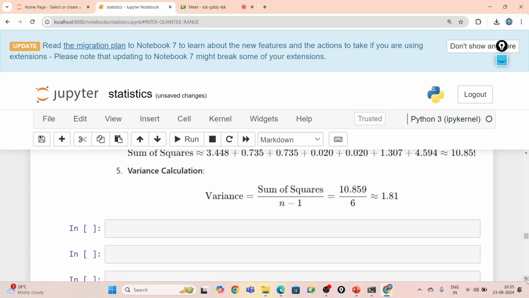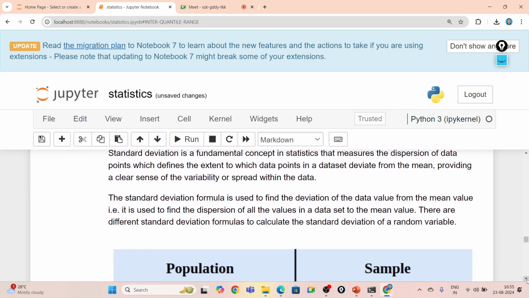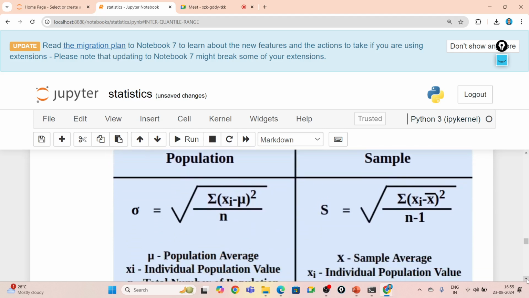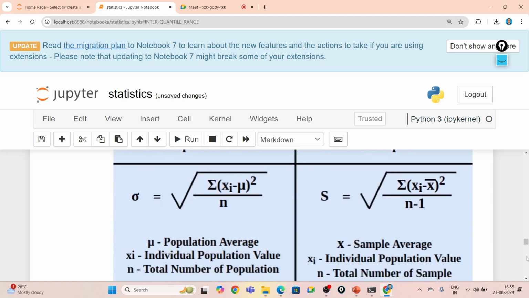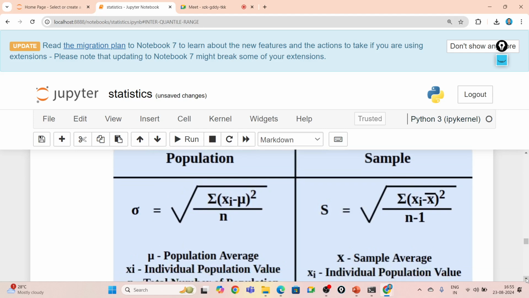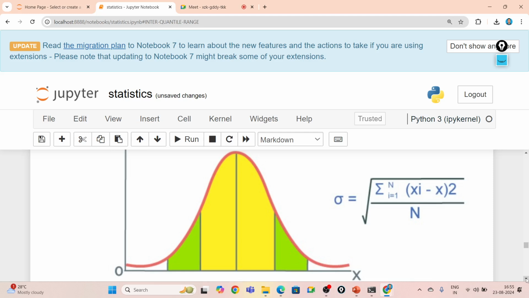This entire step I reflected here for your understanding purpose. Standard deviation is what? Basically, this is the formula we have. If you remove the square root, that is considered a variance, and if you take the square root, that is considered a standard deviation. Again, standard deviation is available for population and for sample. Population means the entire data set, sample means you are considering only a small part of your data set.